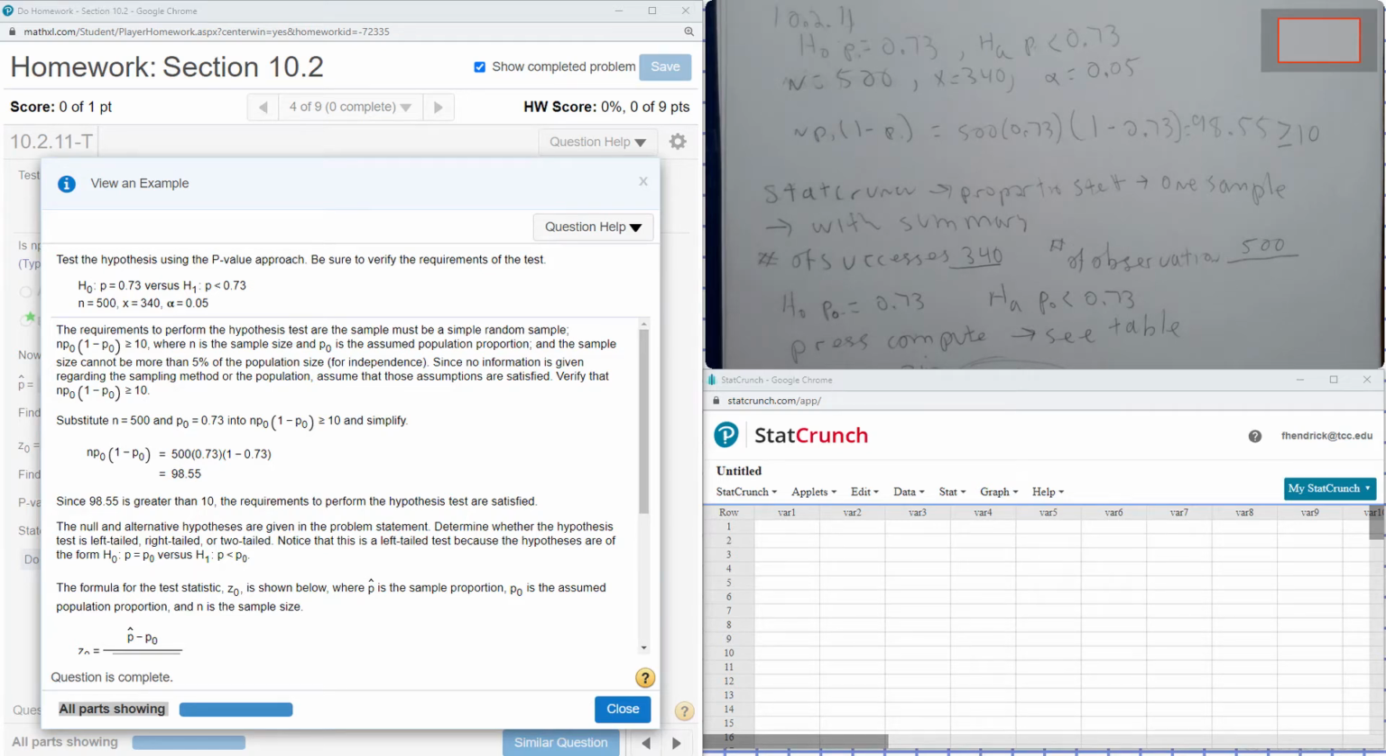This is Chapter 10, Section 2, Problem number 11. This problem asks to test the hypothesis using a p-value approach. Be sure the requirements of the test are met. So they give us the null hypothesis.